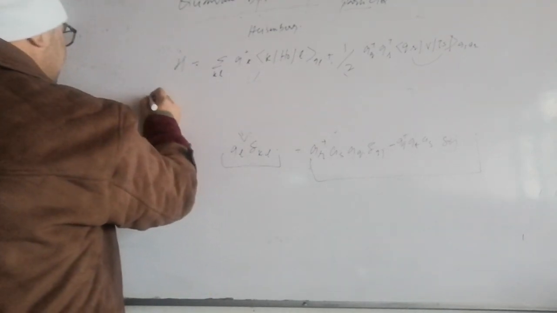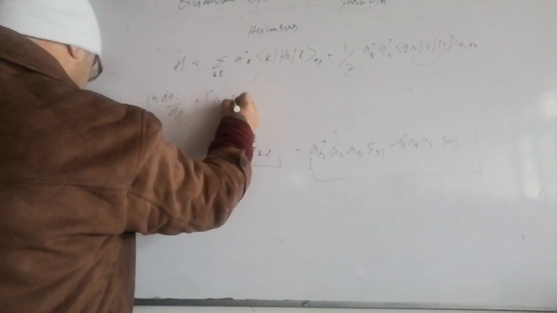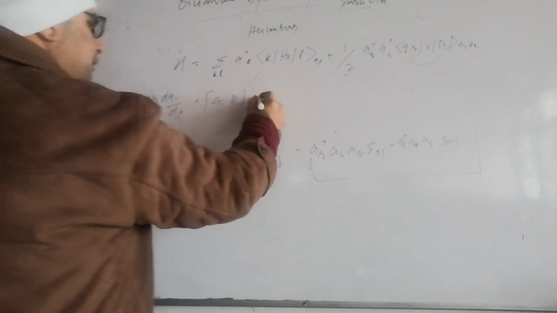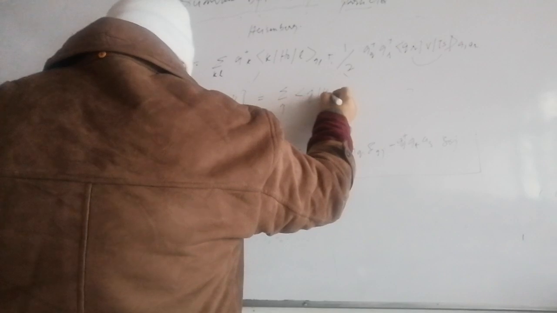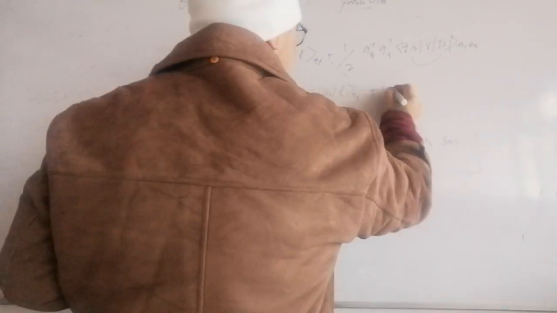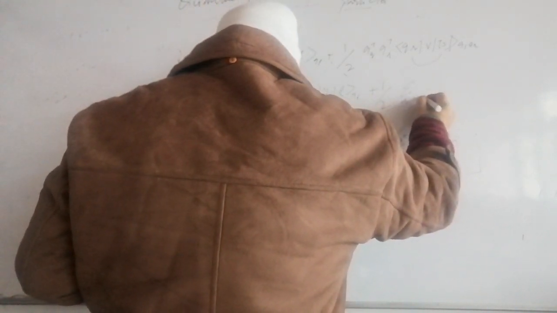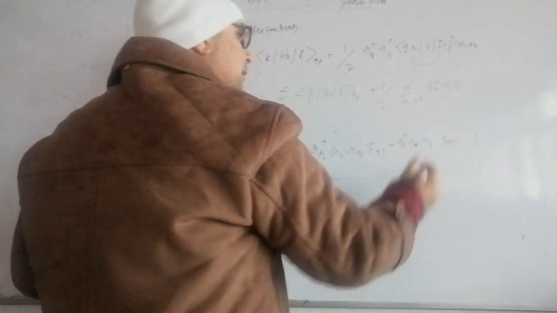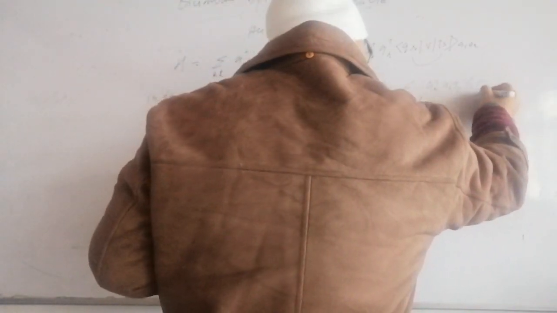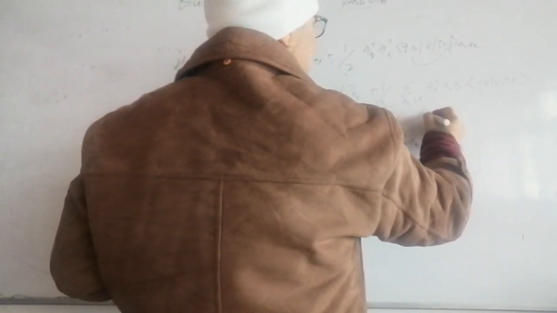iota h dA by dt is equal to the commutator of A with H. This is commutative. So it will be sum over l of j H naught l A l plus half sigma over s, p of A s dagger A s A p. This is the third equation maybe.